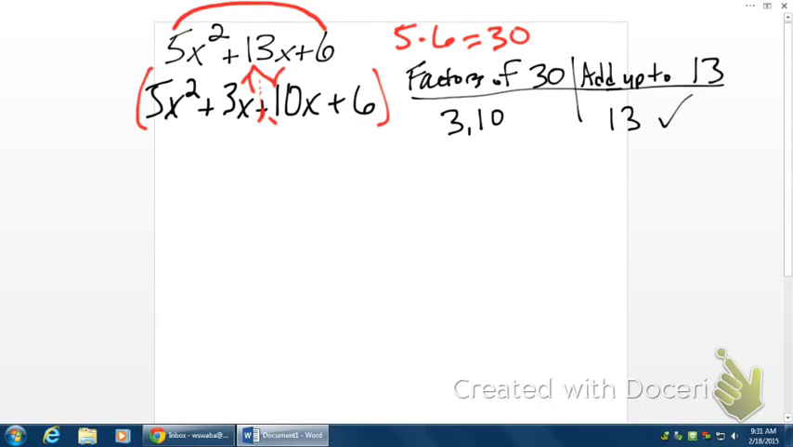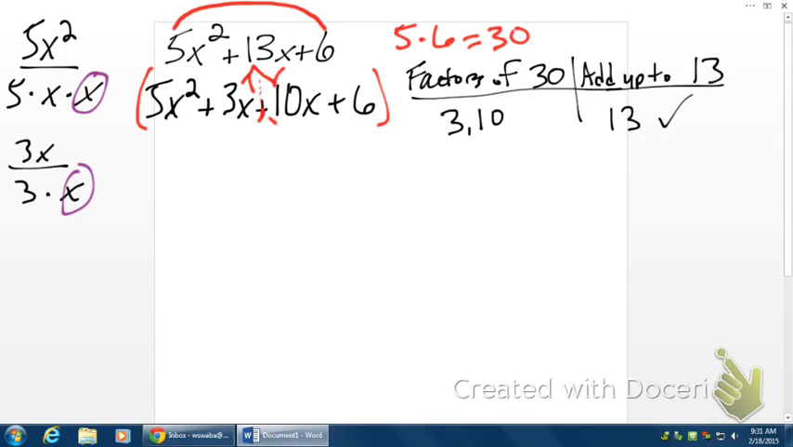Now, the greatest common factor of 5x squared and 3x, well, you can just look at that and see, I know 5 and 3, there's no common factors beside 1. The greatest common factor is just going to be x. If you need to, guys, come over to the side and factor it out completely. Now, find the greatest common factor. Well, the only thing they have in common is an x.